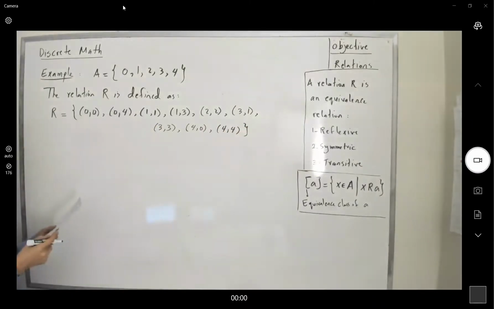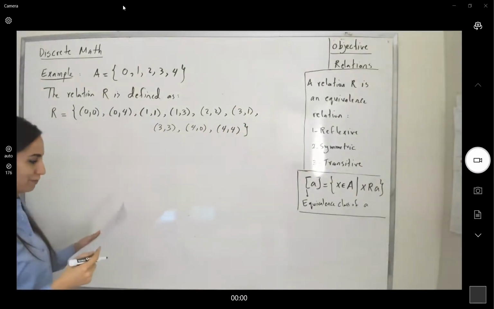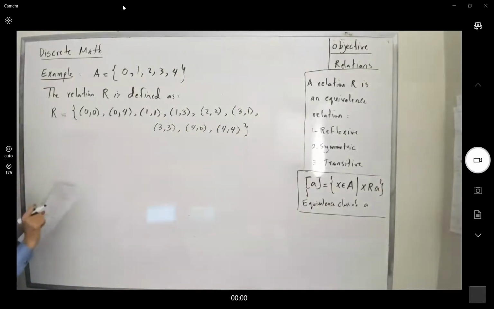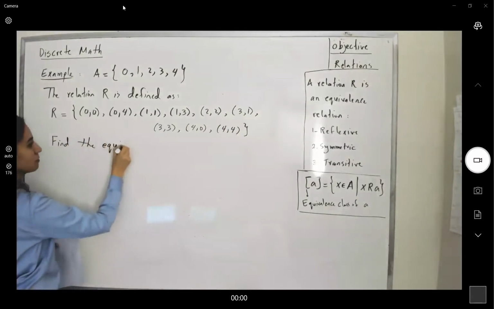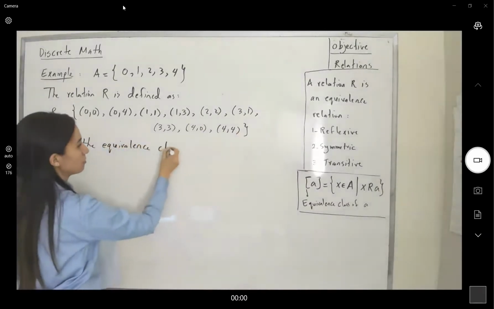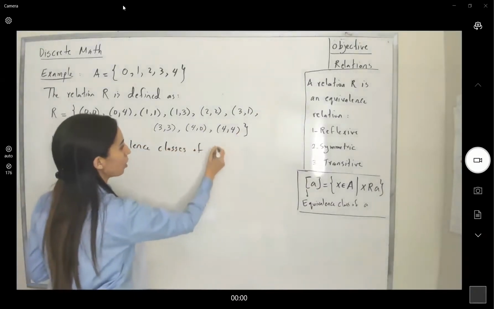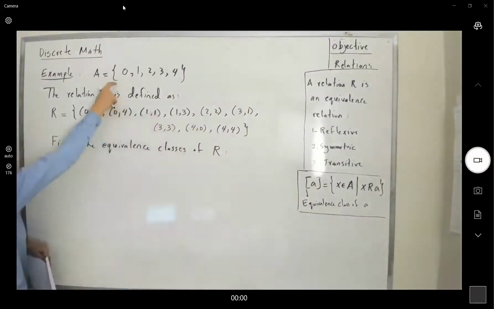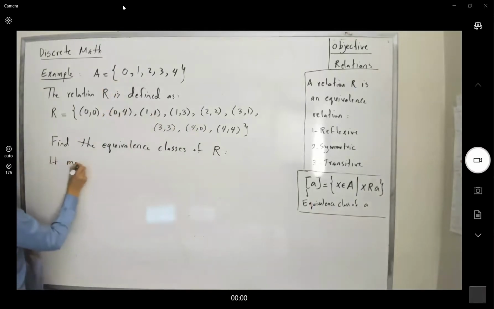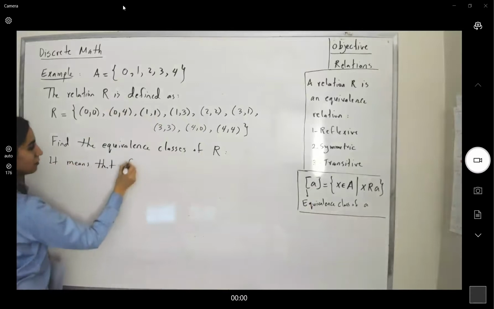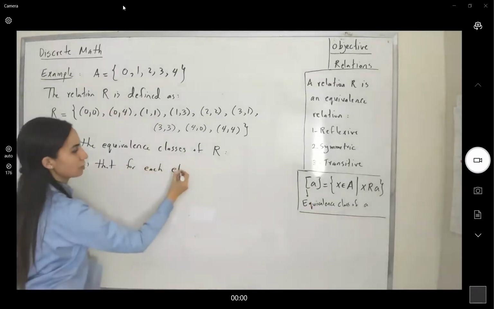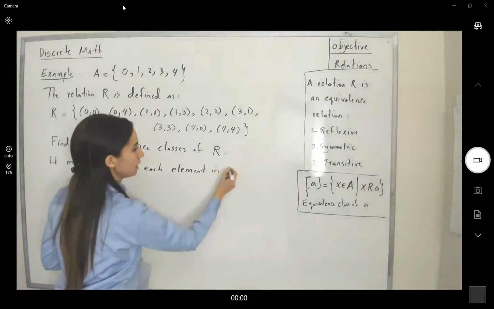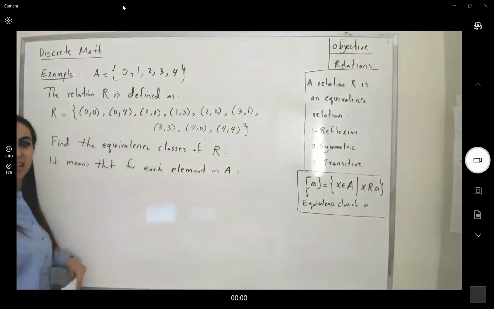Well, now the question says, find the equivalence classes of R. So what's the meaning of that? It means that for each element in A, we can write the class this way.